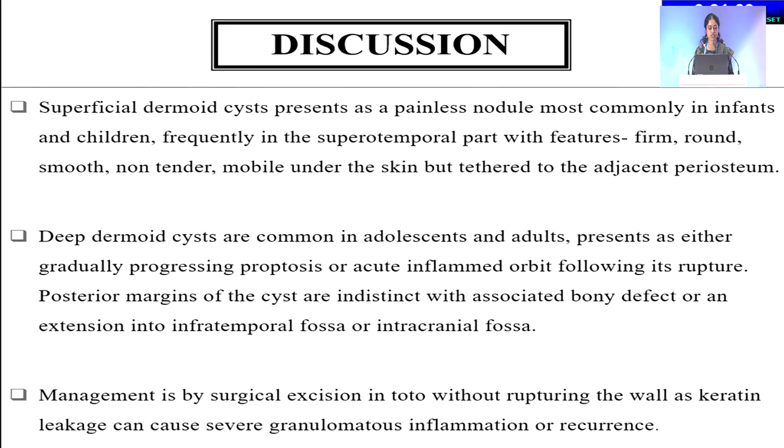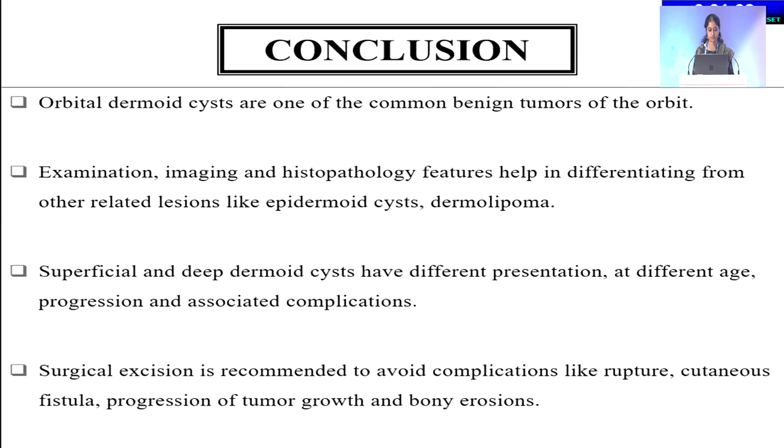Management of both is by surgical excision in toto without rupturing the wall, as keratin leakage can cause severe granulomatous inflammation or recurrence. So in conclusion, orbital dermoid cysts are one of the most common benign tumors of the orbit. Examination, imaging, and histopathology features help in differentiating from other related lesions like epidermoid cyst and dermolipoma. Superficial and deep dermoid cysts have different presentation at different ages, progression, and associated complications. Surgical excision is recommended to avoid complications like rupture, cutaneous fistula, progression of tumor growth, and bone erosions. Thank you.